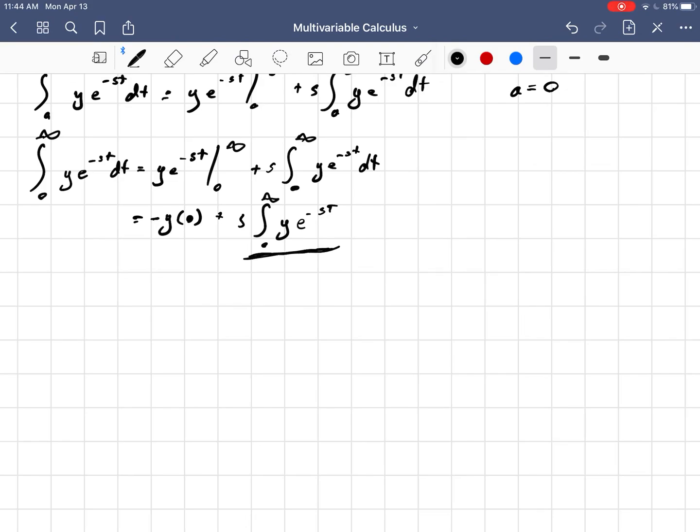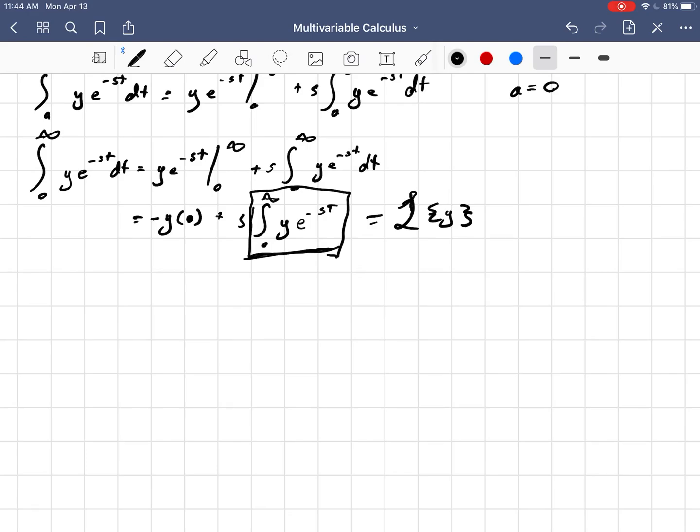And this part right here, not including the s, but the actual integral, is the Laplace transform. We write it as a big L like this. It's the Laplace transform of y.